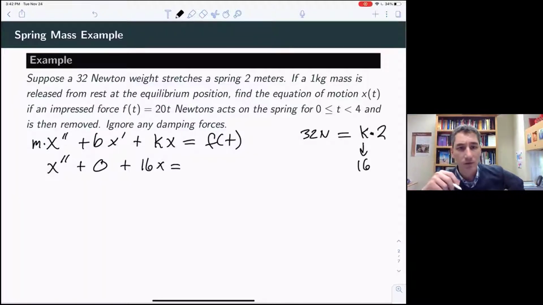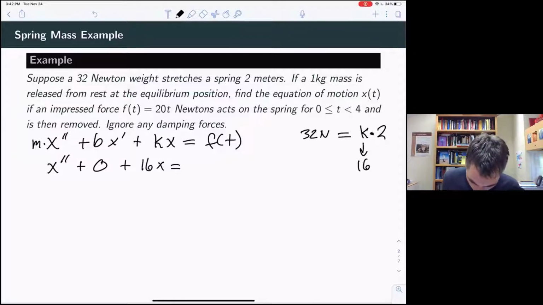Now, f of t is the external force, and they're telling us it's 20 t newtons. So the force gets stronger and stronger until after 4 seconds, it's up to 80 newtons, and then it is removed. So you're kind of pulling, pulling, pulling, and then release that force, and then we want to see what is the effect of that on the equation of motion.